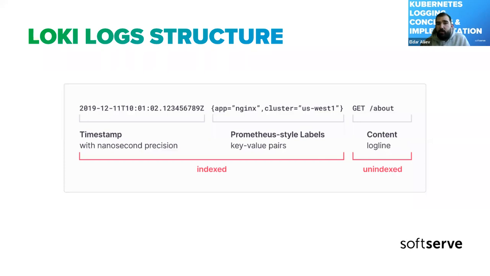For example, we want to put the cluster name, because if you have multiple clusters that produce logs, we can put the cluster label. And if we have multiple containers, we will put the container name as a label. In that case, we will be able to do a fast search for the logs of a specific cluster and search for the logs of a specific container.